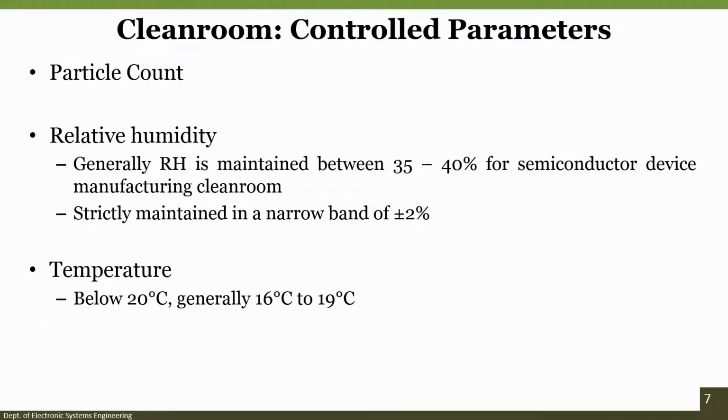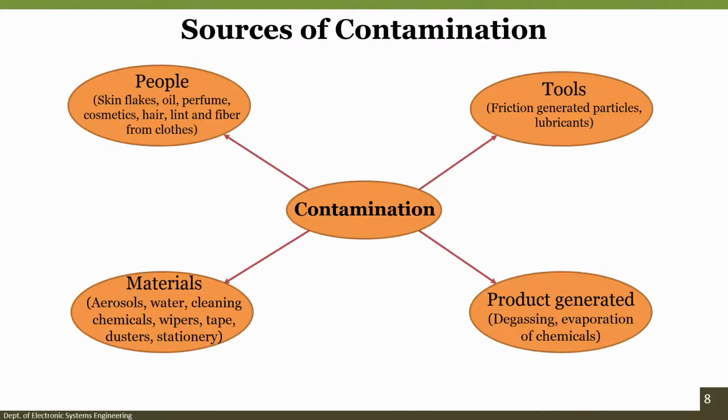So, what are the control parameters? Number of particles, and relative humidity, generally between 35 and 40, maintained within a very narrow band of plus minus 2%. The temperature is below 20 degrees, generally between 16 and 19 degrees centigrade.